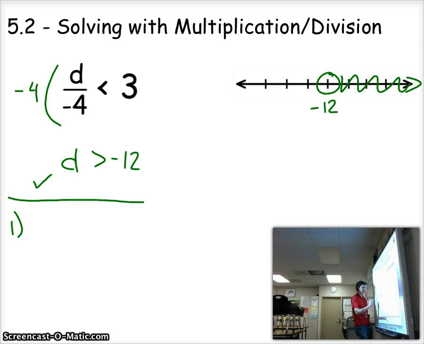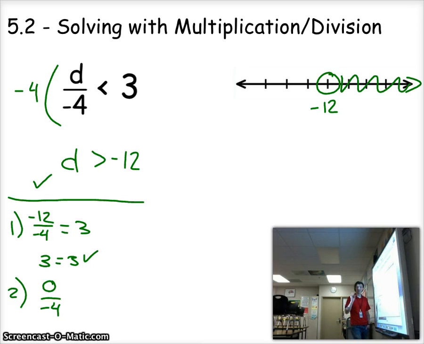First check, if D is negative 12, I have negative 12 over negative 4. It's equal to 3. Negative divided by negative is a positive 3. Checks out. Second check, let's plug in any number that's greater than negative 12. 0 works very nicely. So 0 divided by negative 4, again I have to flip my sign here in the second check, is now greater than negative 12. Well, 0 divided by anything is still 0. So 0 is greater than negative 12. That's also true. So that checks out.